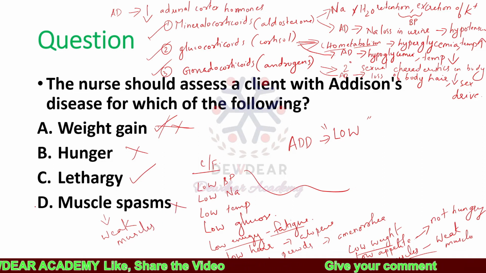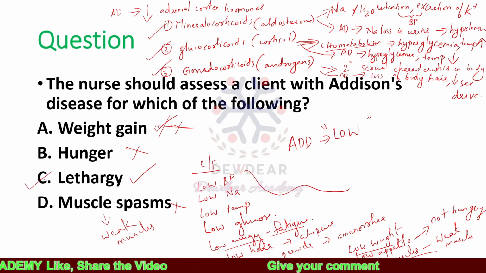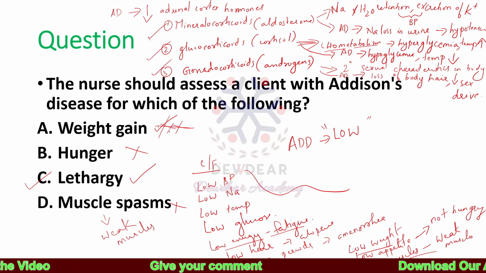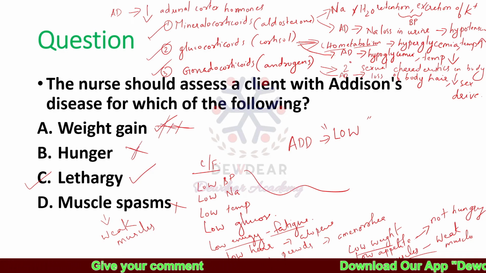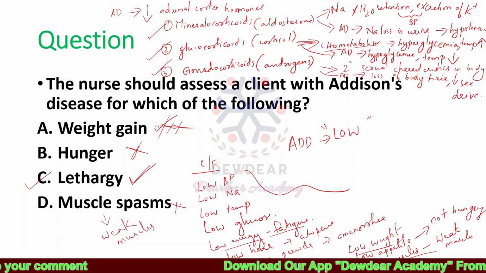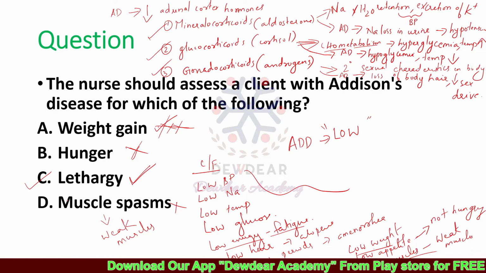So the correct answer is option C, lethargy. The nurse should assess a client with Addison's disease for which of the following? Weight gain is not correct, hunger is not correct, but the patient will have low energy, that is lethargy, and muscle spasm is also not correct. So the correct answer is option C, lethargy.